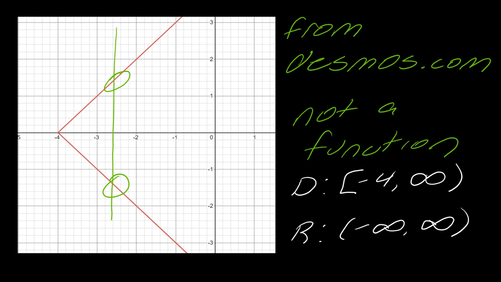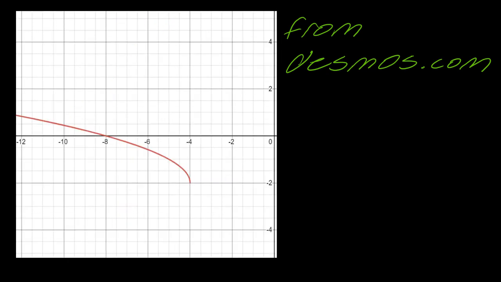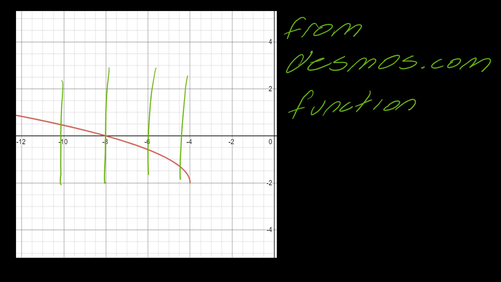Okay. So let's look at another example now. For this function, just notice that I can draw all these vertical lines and they only intersect the graph once. So this graph is a function for sure. Okay, so now let's figure out what's the domain and range of this.